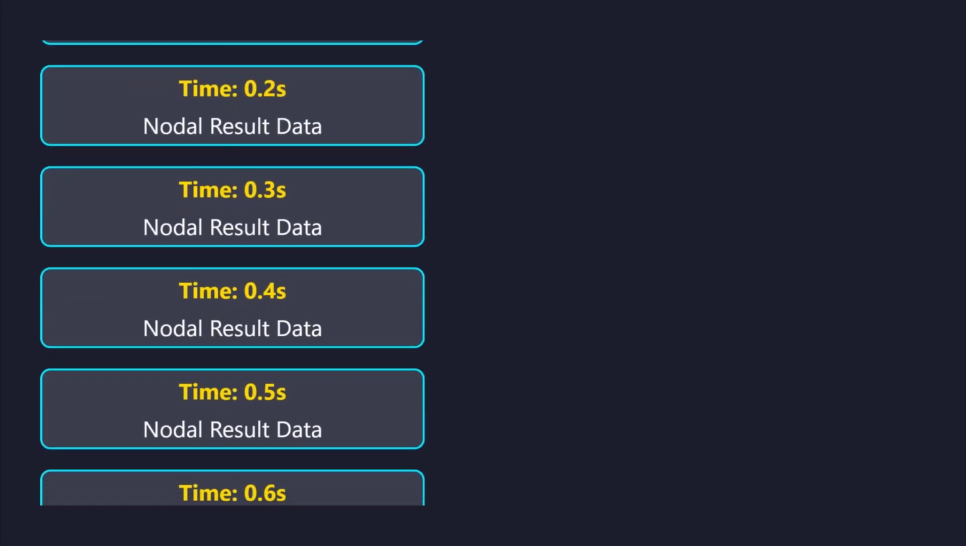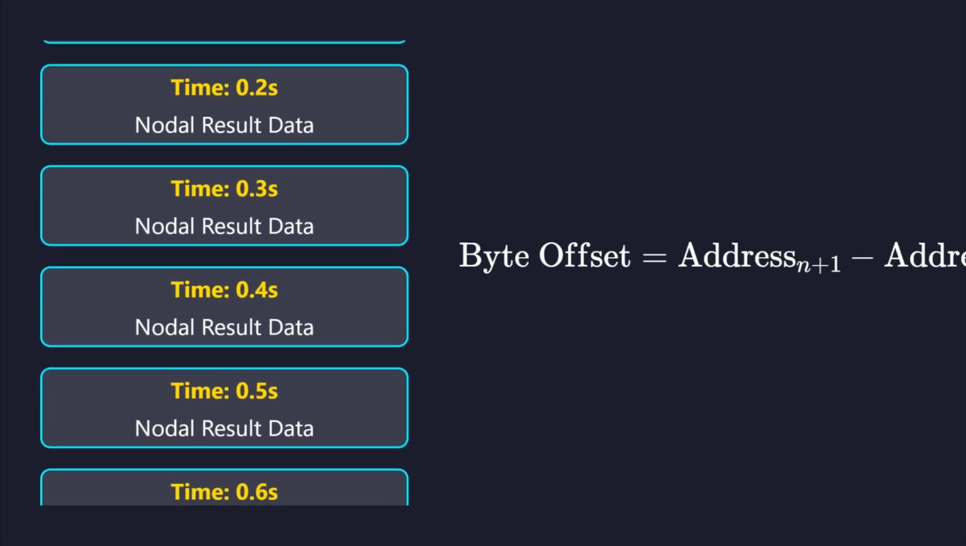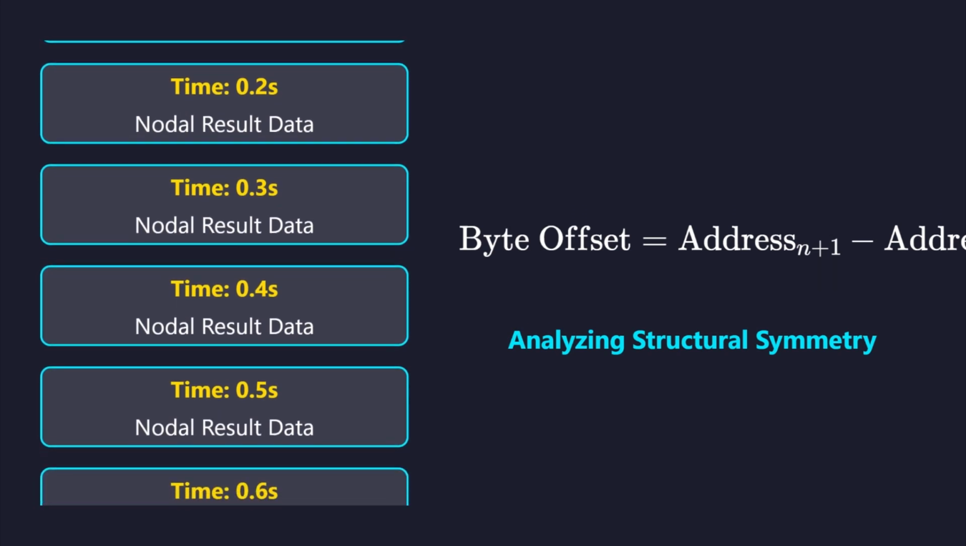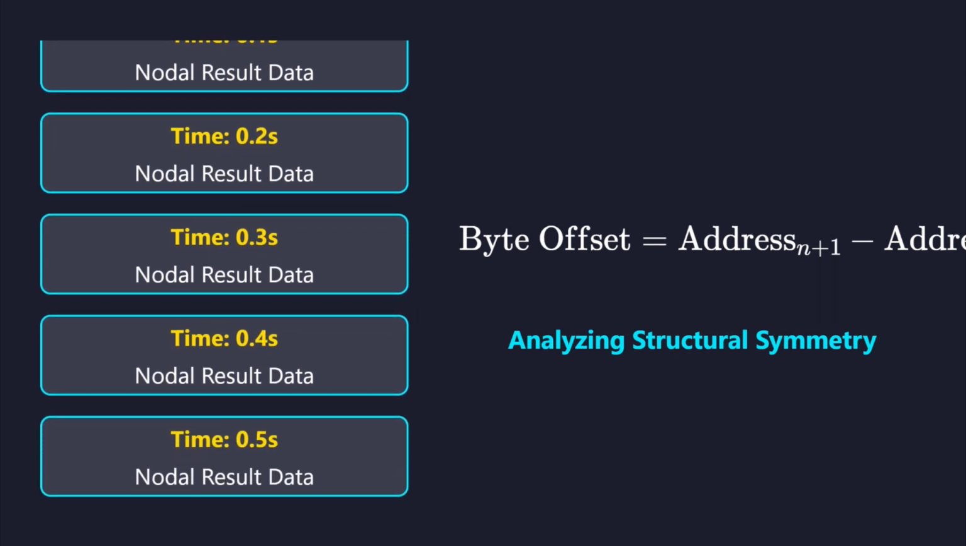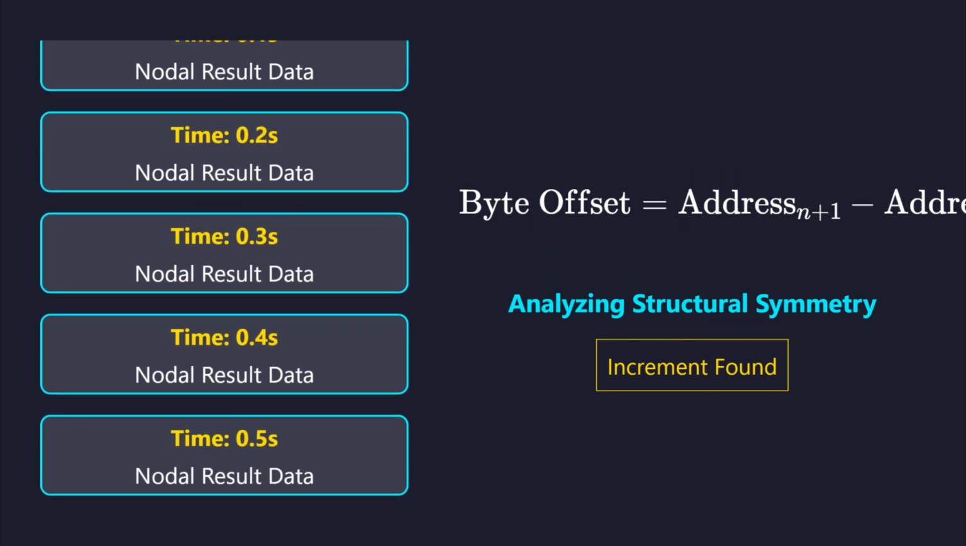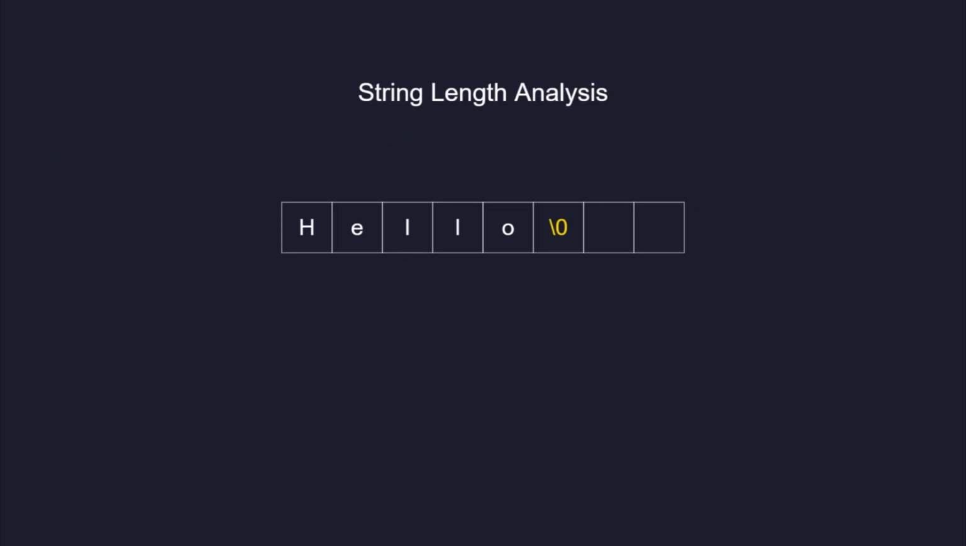Locate repeating structural blocks that indicate transient simulation steps. Each block usually starts with a floating point time value, followed by the full set of nodal results for that specific moment. Recognizing this repetition allows you to calculate the byte offset between each increment in the time domain.